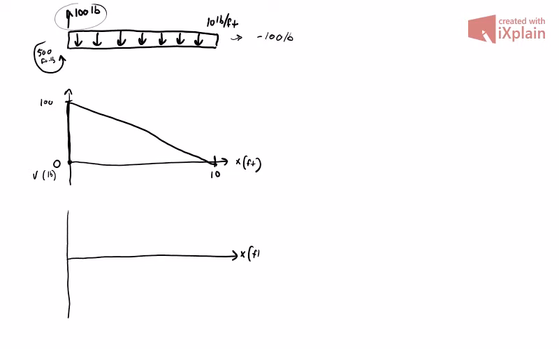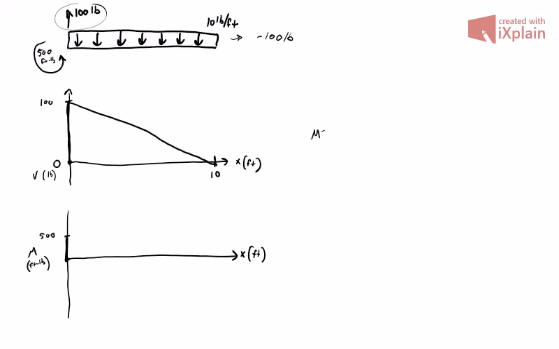X in feet, moment in foot-pounds. Okay, so we start off and we have a 500 foot-pound moment. So that's just going to kick us from 0 all the way up to 500, the same way that the vertical point loads kick us up or down on the shear diagram. So we go from 0 up to 500.